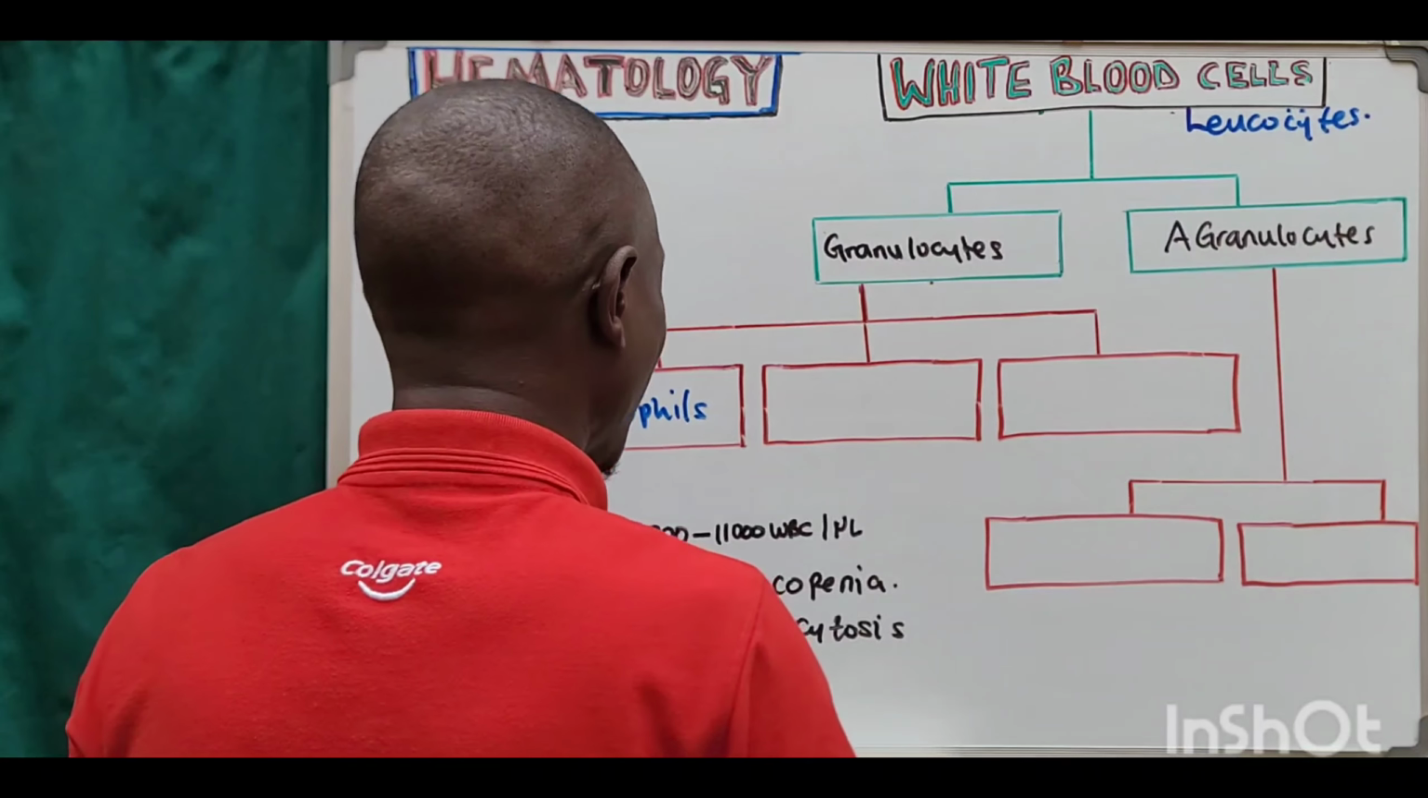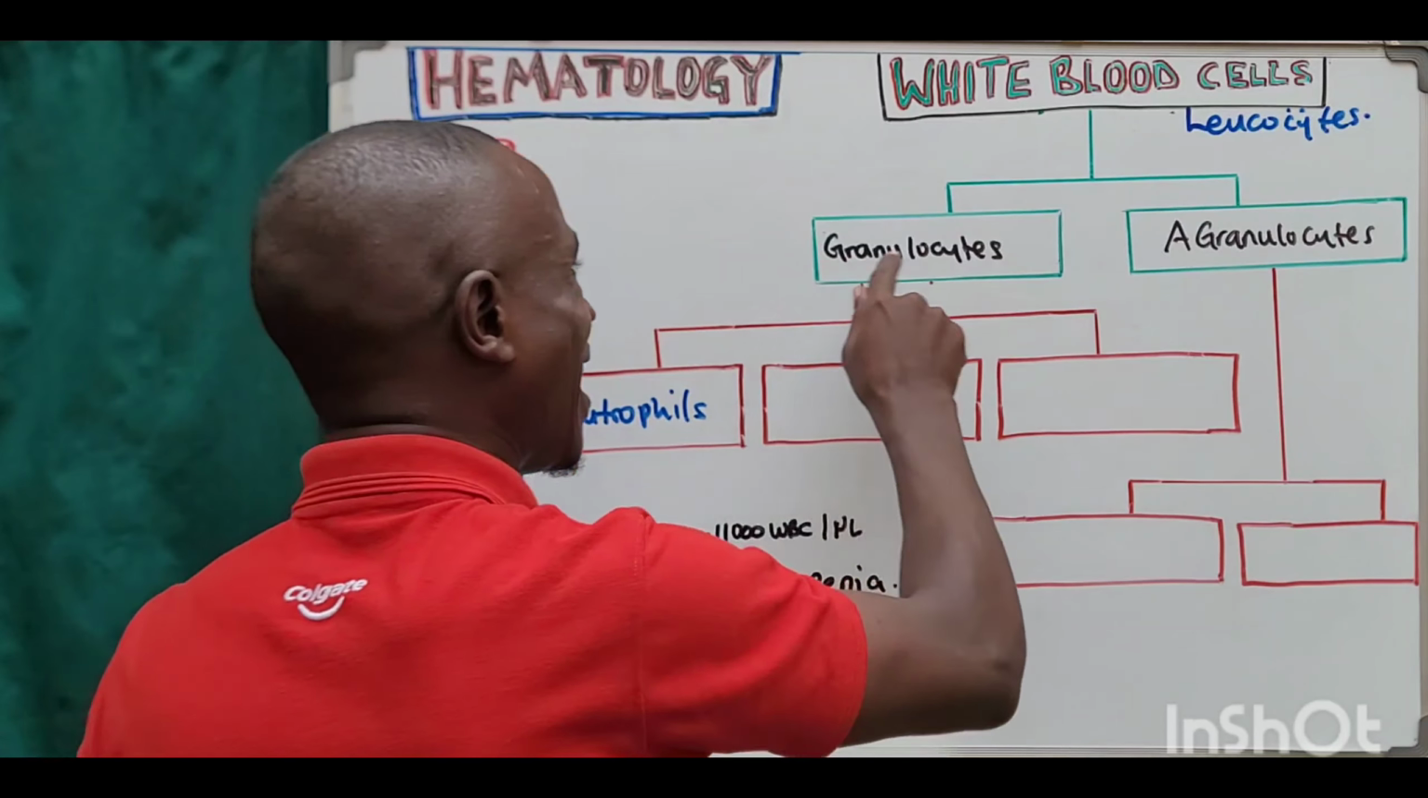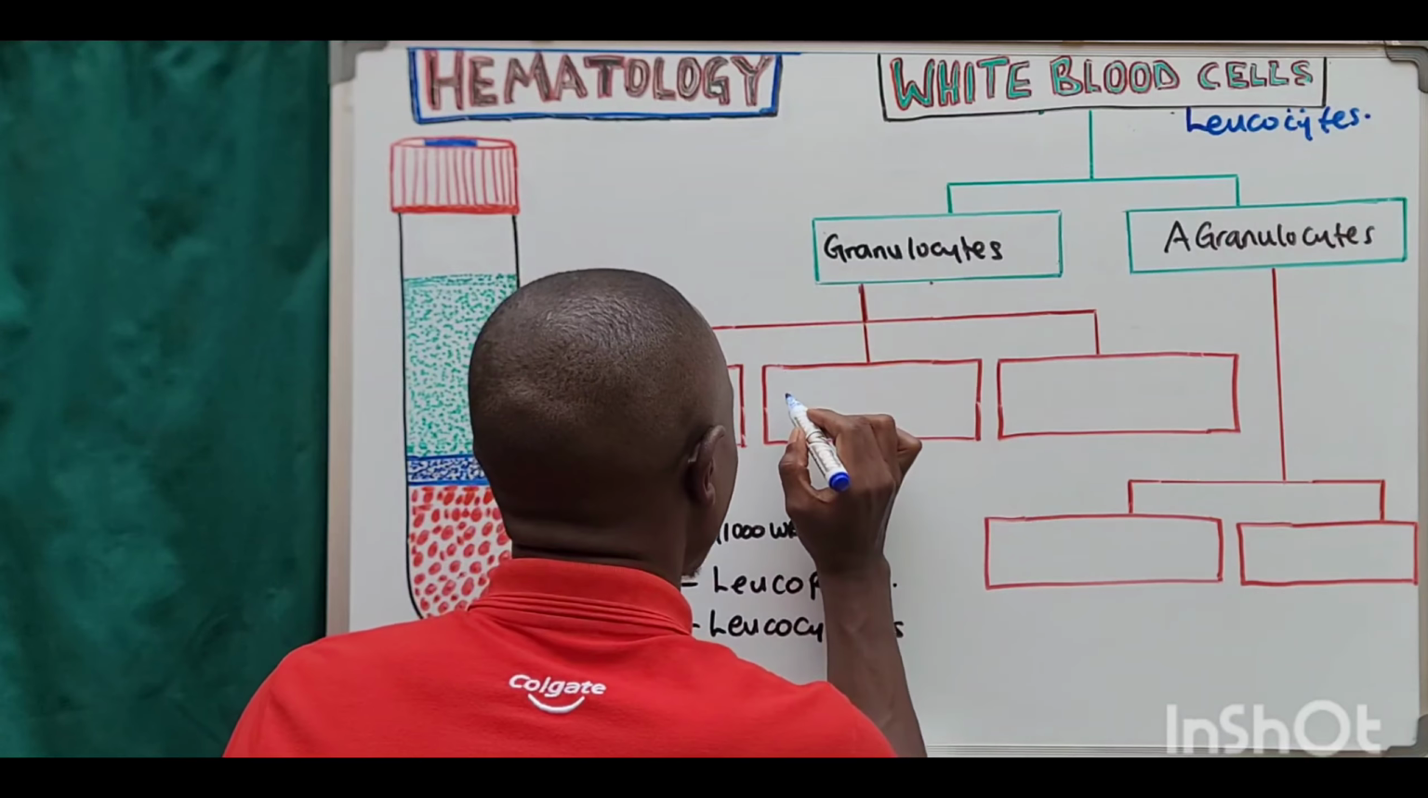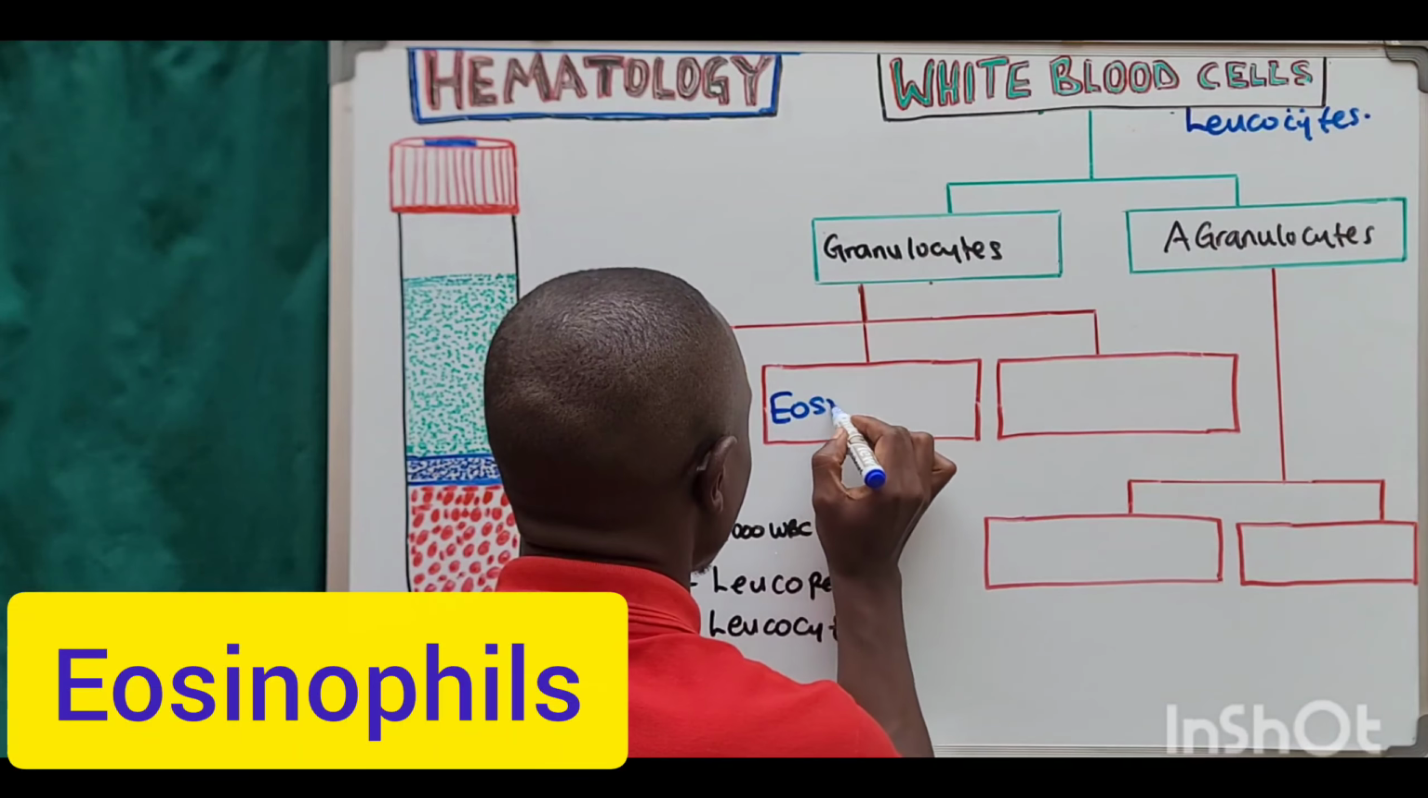And then another category of white blood cells under granulocytes is what we call eosinophils.